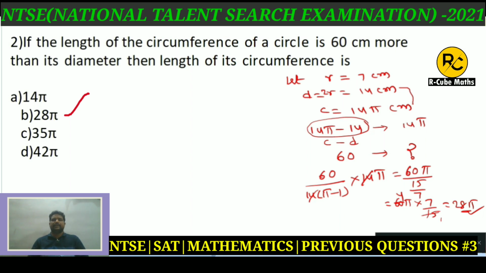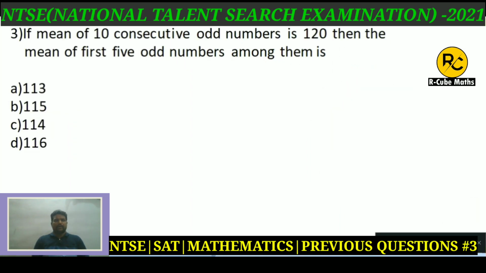Let us see the next question. If the mean of 10 consecutive odd numbers is 120, then find the mean of the first 5 odd numbers among them. So the given information is that the mean of 10 consecutive odd numbers is 120. So this is the mean.